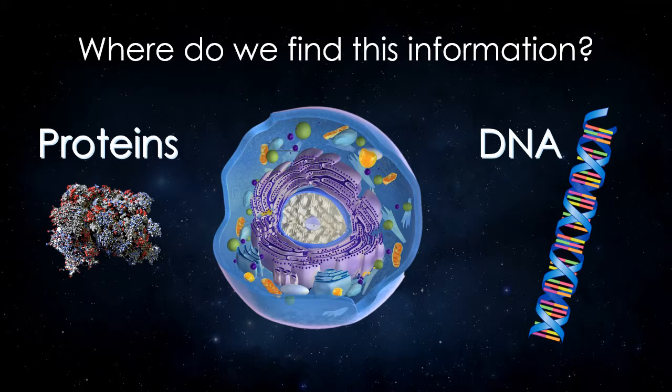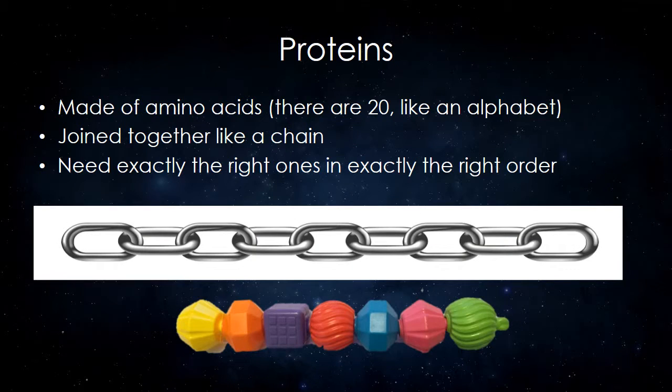In proteins and DNA. Remember that proteins are made of amino acids. There are 20 different kinds of amino acids, just like there are 26 letters in our alphabet. And just like letters combine to make words that mean something, amino acids join together in a certain order to make proteins which contain meaningful information. Most proteins contain hundreds or even thousands of amino acids.